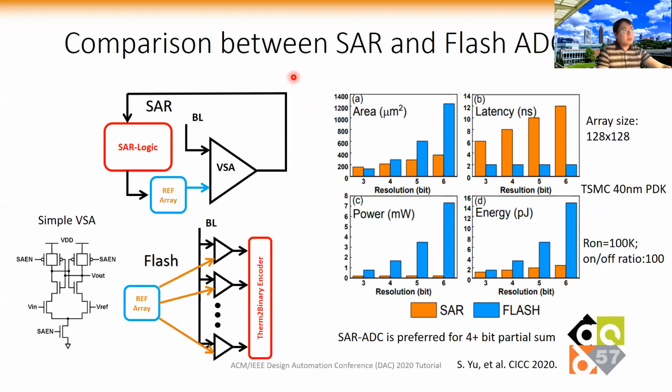So here we did some comparison between SAR ADC versus Flash ADC. As you know, Flash ADC is based on multiple comparators, for example, the simple voltage mode sense amplifiers, but we can have different references. And SAR ADC is just based on one comparator, but it can dynamically change the reference through the SAR logic by a binary tree kind of search. So if you compare the area, latency, power and energy of SAR ADC and Flash ADC, the typical conclusion will be SAR ADC is preferred for the higher precision, for example, larger than 4 bits. Below 4 bits, like 3 bits, Flash ADC actually is a good choice.